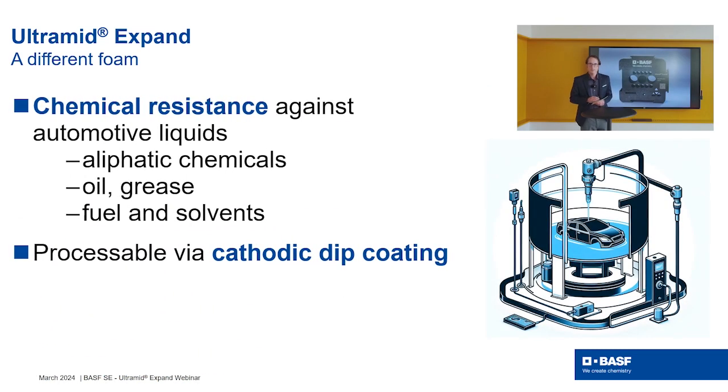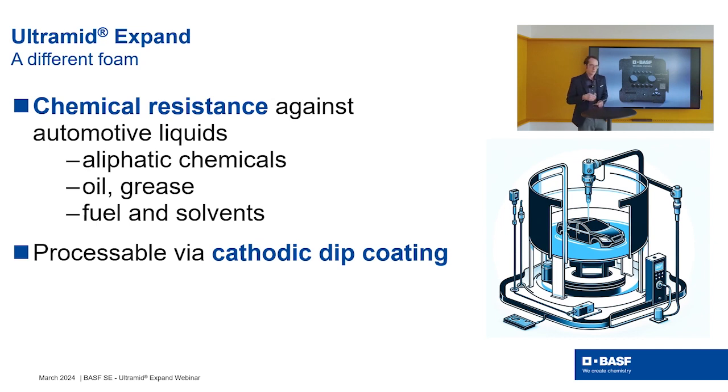So besides this, Ultramid Expand also offers even more benefits. Because Ultramid Expand is based on polyamide 6, it's stable against most automotive liquids like aliphatic chemicals, oil, greases, fuels and solvents. And I think one of the most remarkable aspects here is that the material is processable in the cathodic dip coating.